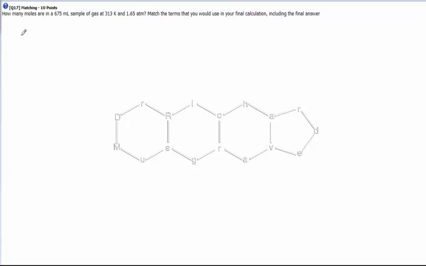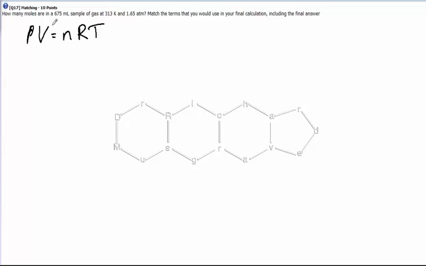Okay, so this problem: how many moles are in a 675 mL sample of gas at 313 K and 1.65 atmospheres? As you can see, what we've got is a gas that's under one set of conditions. So the equation that we'll be using, instead of P1V1 over T1 equals P2V2 over T2, is PV equals nRT. We've only got one temperature, one pressure.